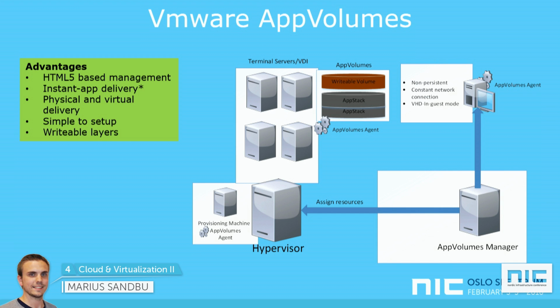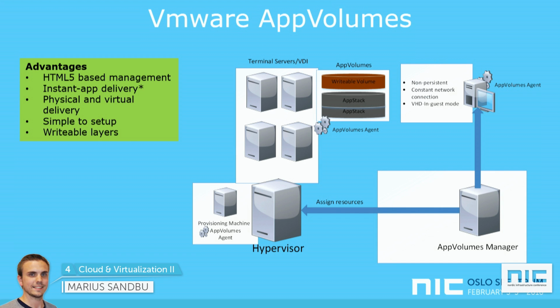You log in, define application stacks, which are essentially application layers, and define which machines or user objects the application stack should be applied to. You have instant application delivery. What it means is that, let's say a user says, hey, I need Office 2016. Okay, I can then attach the Office 2016 layer to the user. User logs off, logs in again. There we go. So that's instant app delivery in the layering sense.